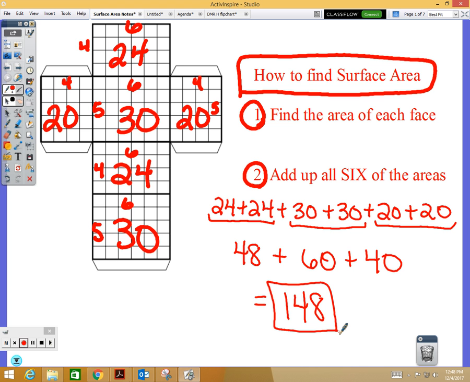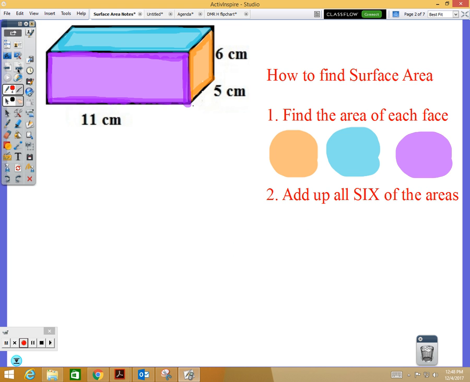So you're not going to see nets on your assignment. You're not going to see nets on your CQA. You're going to see just the rectangular prism that might look like this. Okay? So again, we need to first find the area of each face. But keep in mind that all of these shapes, even though we might only see 3 of the sides, 3 of the faces, every rectangular prism has 6 faces.